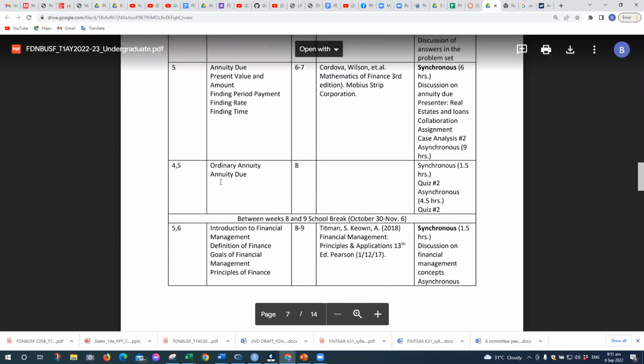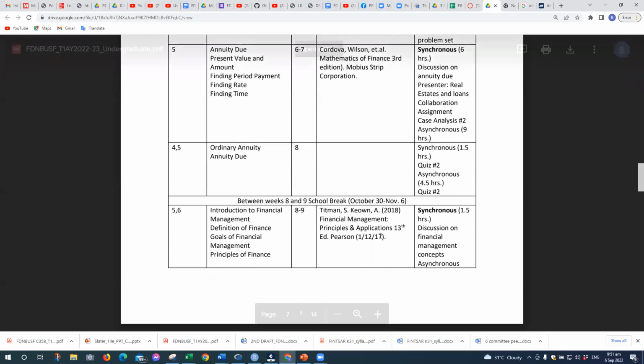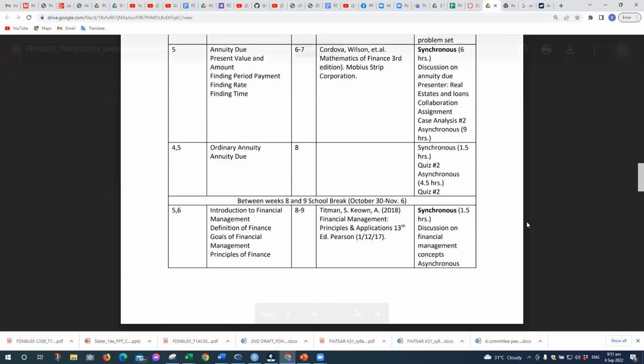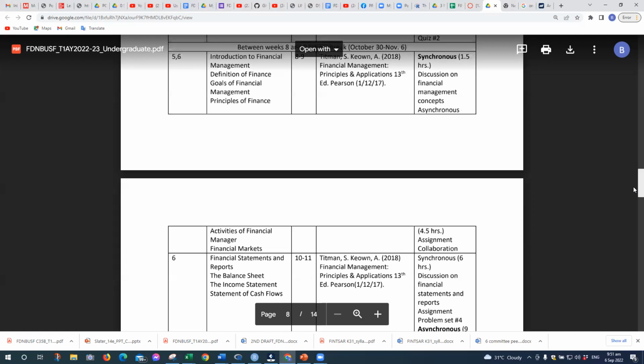And then after that, we'll have our second quiz. That's quiz number 2 on ordinary annuity, annuity due, and perpetuity. And then we'll have a break between weeks 8 and 9. So October 30 to November 6, we will not be having classes. When we go back from the school break, we will be discussing the introduction to financial management. This will now be the finance side of our course.